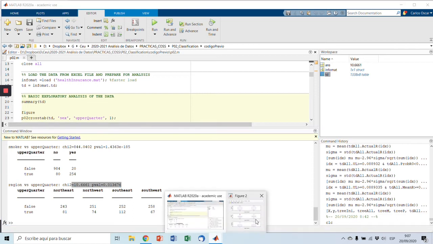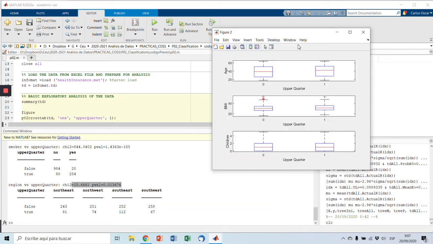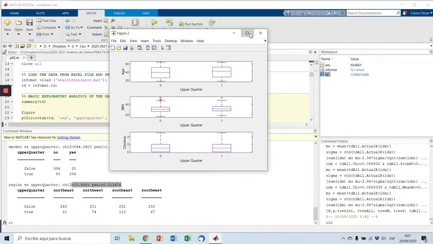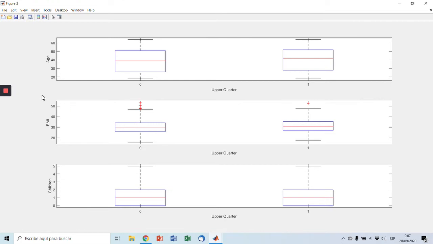Okay, so let's see the next graphs. The next graphs show the distribution of age, body mass index, and number of children with respect to the upper quarter state. We can see that the age is different, the median is different in the two groups. We don't see any particular pattern.